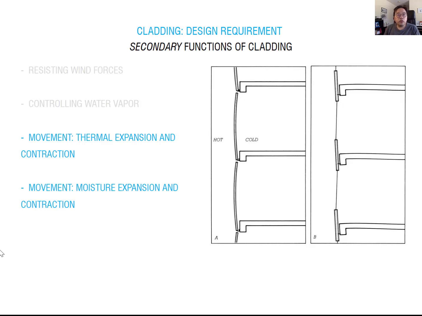Next, a secondary function of cladding is also considering movement. The movement can happen from thermal expansion and contraction, and moisture expansion and contraction. Thermal expansion and contraction is caused by a change in temperature. This movement can affect the curtain wall frame or window frame. Moisture, same thing. Brick, stone, concrete, and wood materials change dimension due to moisture content.